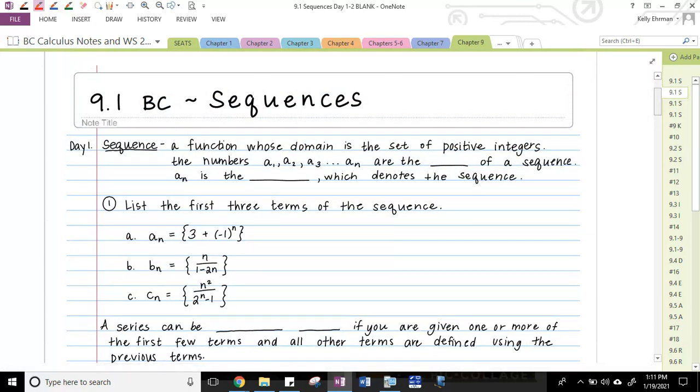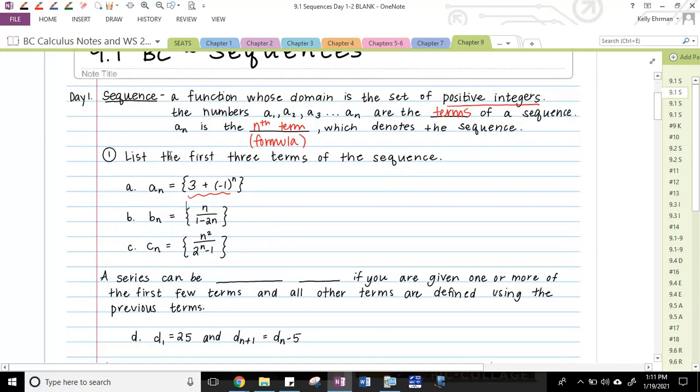All right, so we're looking at sequences to begin. A sequence is a function whose domain is the set of positive integers. The numbers a sub 1, a sub 2, a sub 3, all the way to a sub n are the terms of a sequence, and a sub n is the nth term, which will always be some sort of formula, which denotes the sequence. So if you're asked to find the nth term or find a sub n, we're asking you to come up with a formula like this.